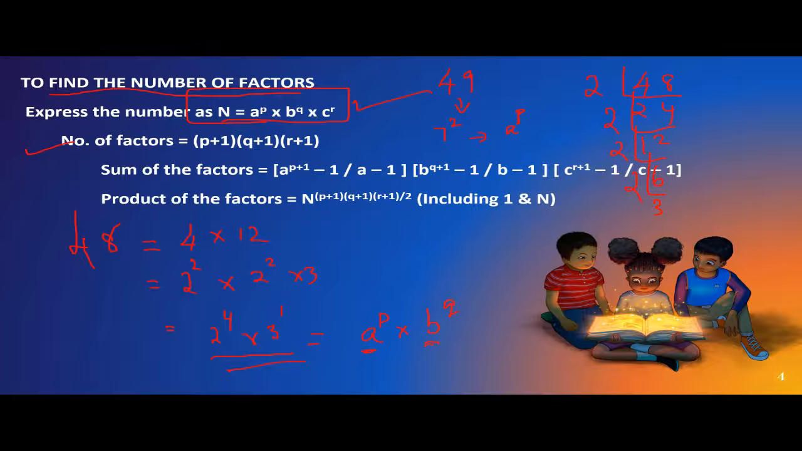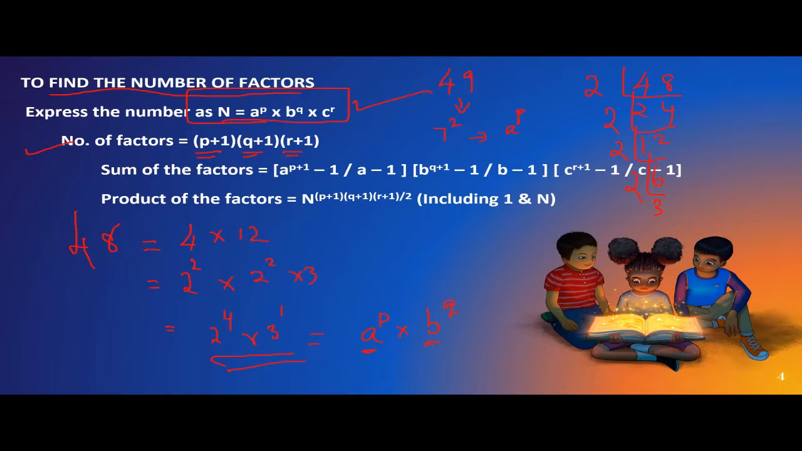However, after writing this, your number of factors is given by adding 1 to all the numbers in the powers and multiplying them. Very simple. See, here you have 2 power 4 into 3 power 1, isn't it? So the value of a is 2 and the value of p is 4. So we are not bothered about a unless and otherwise it is a prime number. So we just have to add the 1 to all the numbers in the powers and multiply.